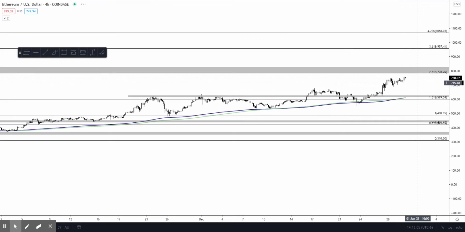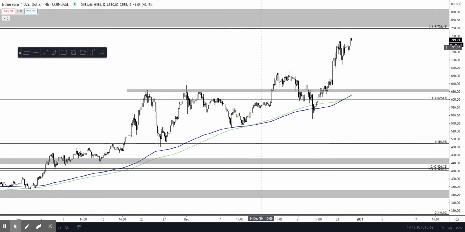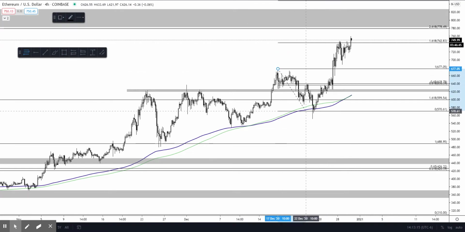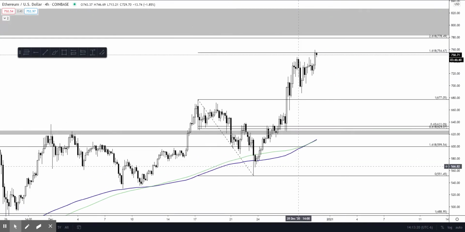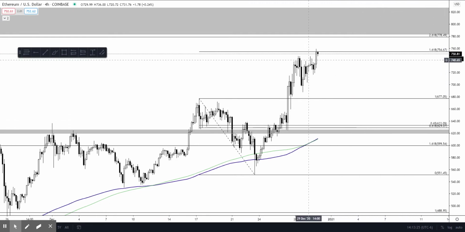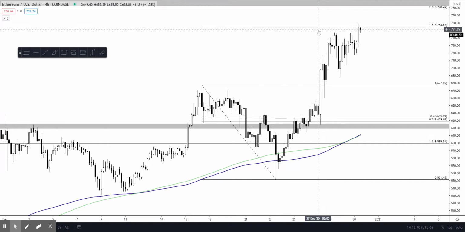Jump into the 4-hour. I will bring back that fib draw. Let's see if this fib gives us anything. All right, so that local fib that we just drew gave us a 1.618 of 754, which it looks like price is respecting at the moment. So if we break out from that, then we might get that 4% move up into our next weekly resistance. So watch out for that.